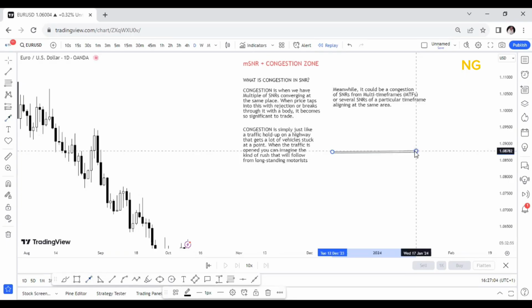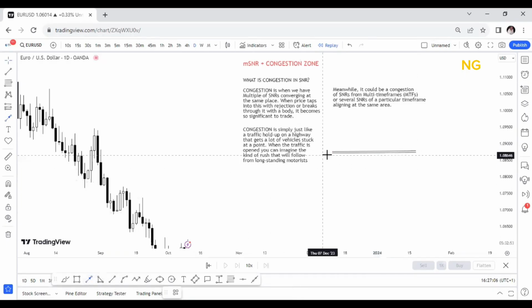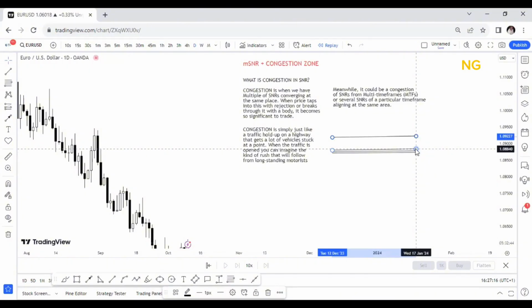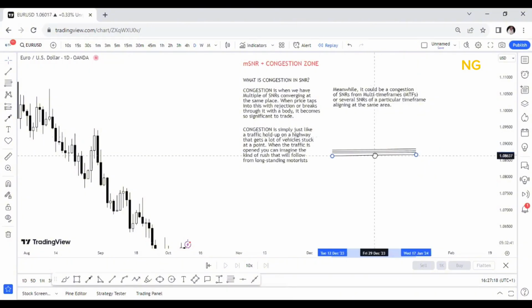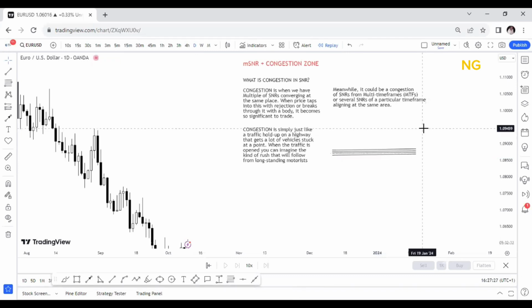Like this, you have another one above and one below it, either from the past or from the present market. You draw them and they form a kind of plug, or a congestion like this. So you can imagine this creates a strong barrier for price to break through or to reject.